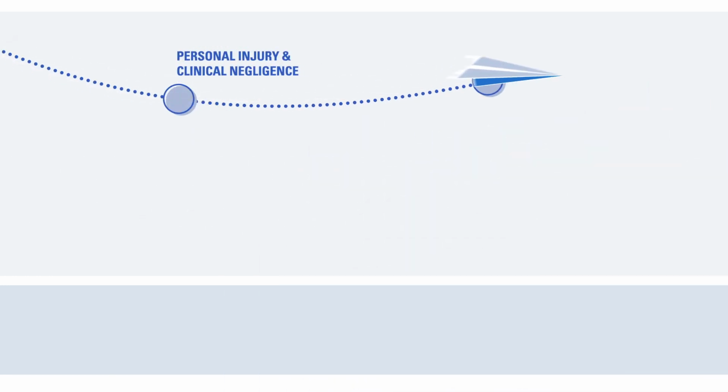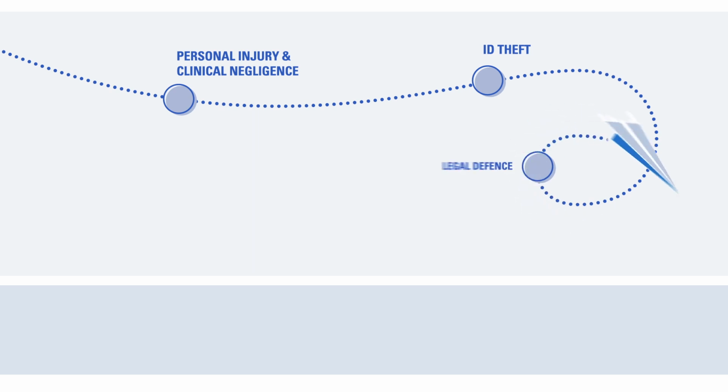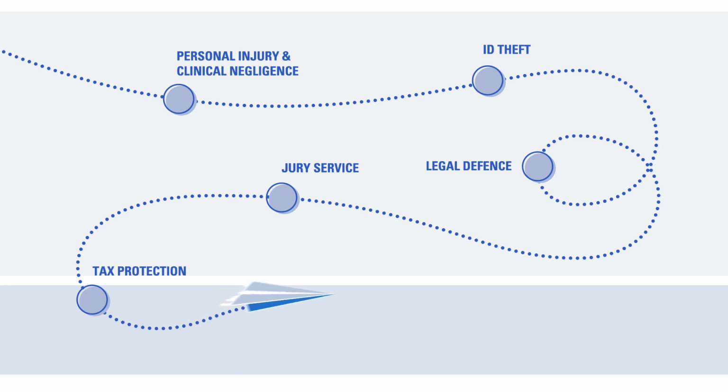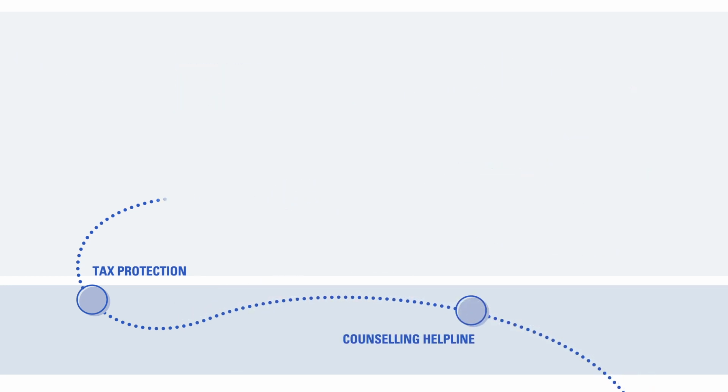There's also lots of other ways your policy can help, including legal representation for claiming compensation for an injury that wasn't your fault, including clinical negligence. And we can help reinstate your identity if you've been a victim of identity theft.